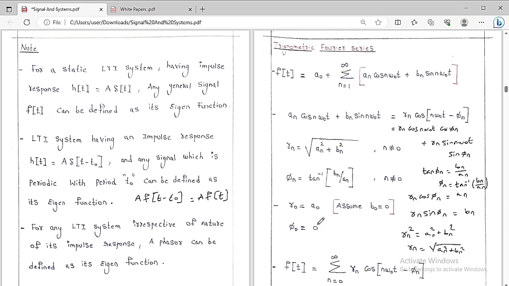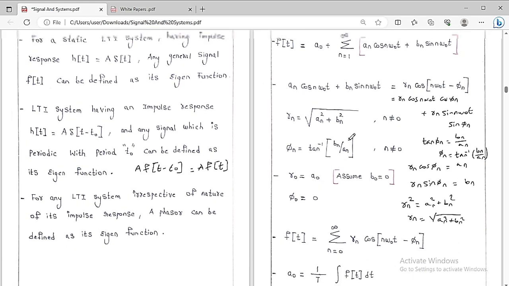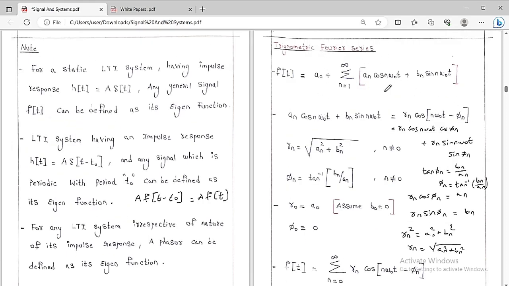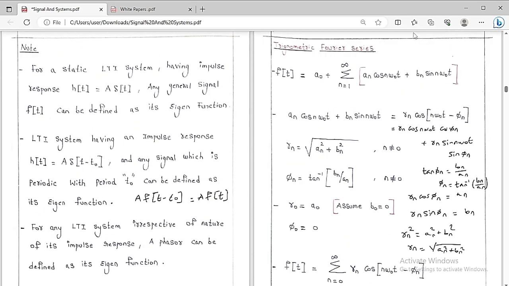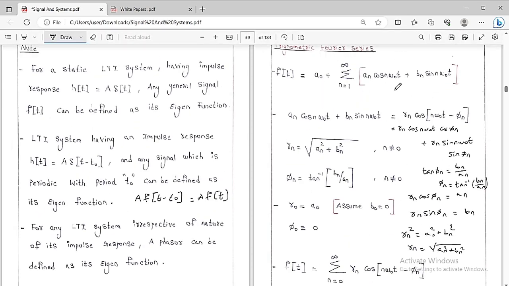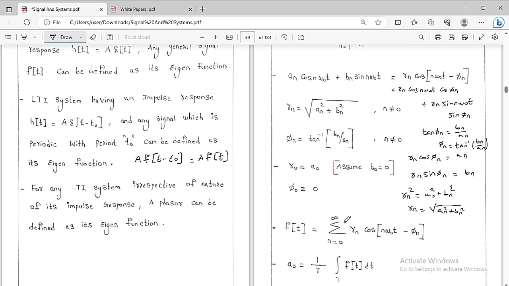So phi naught is equal to 0 degree. Then how can I write this total thing? I can write it in a simple format, which is f of t is equal to sigma n equals 0 to infinity Rn cos of n omega naught t minus phi n. So all this I have written in a simple fashion, which is f of t is equal to sigma n equals 0 to infinity Rn cos of n omega naught t minus phi n.